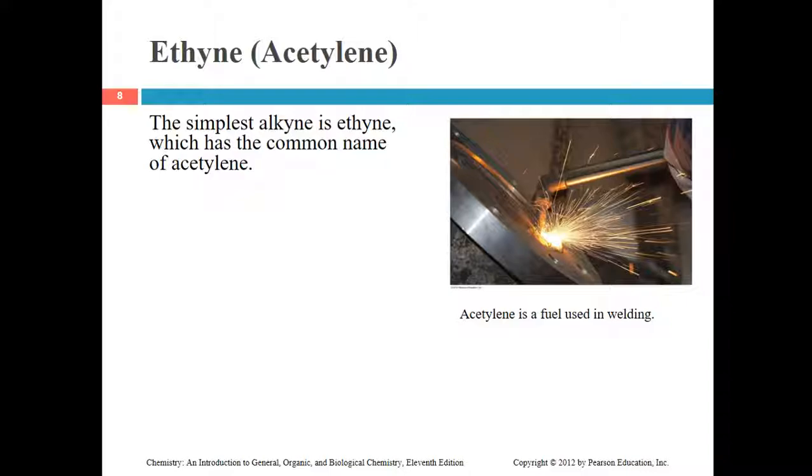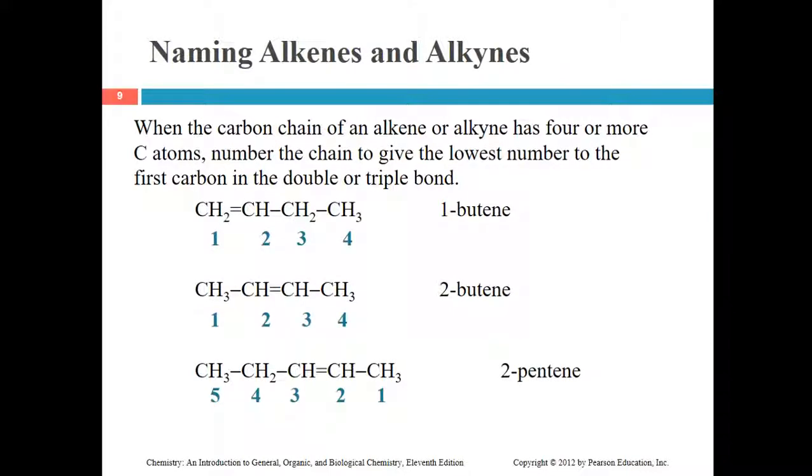2 carbons, triple bond. Why would we use acetylene? It's because if we don't use the term acetylene, then nobody that's not a chemist will know what we're talking about. All right. Now then, let's name some alkenes and alkynes. When the carbon chain of an alkene or an alkyne has 4 or more carbon atoms, number the chain to give the lowest number to the first carbon in the double or triple bond.